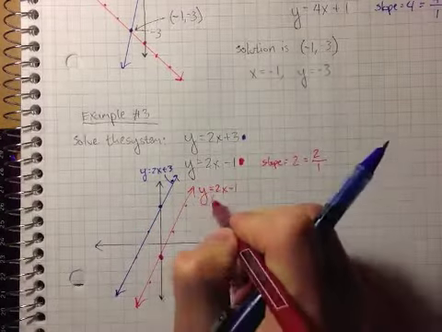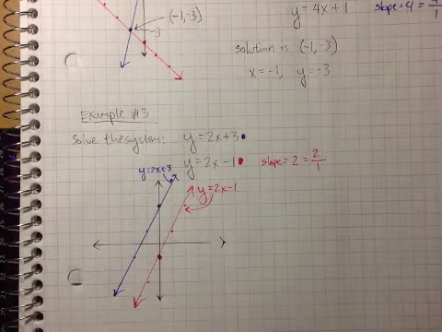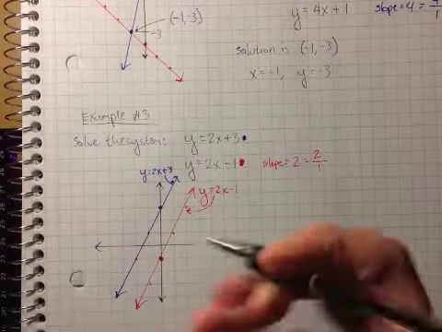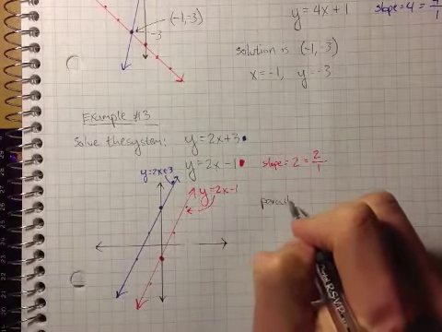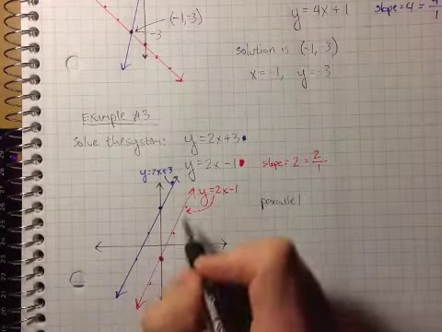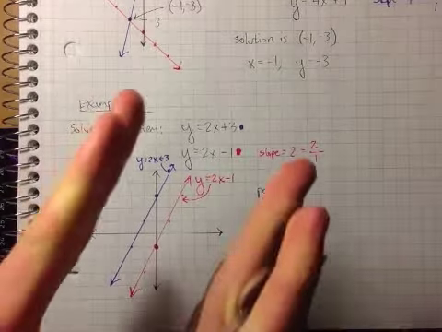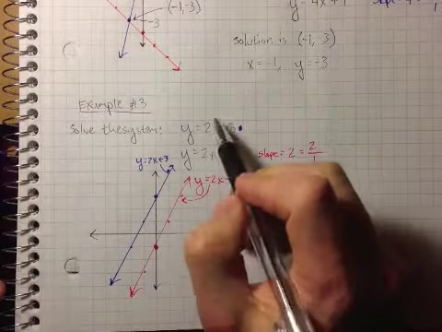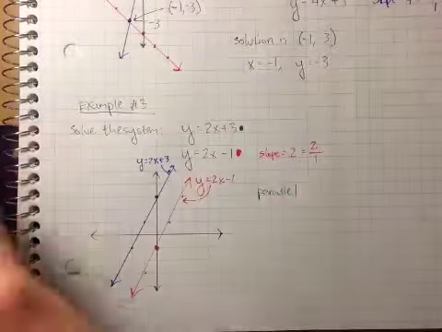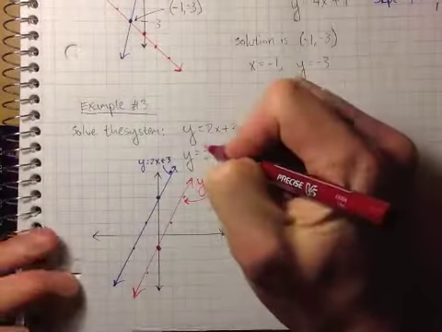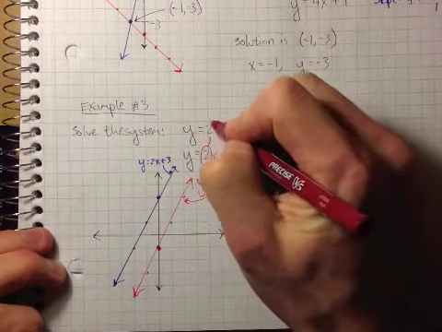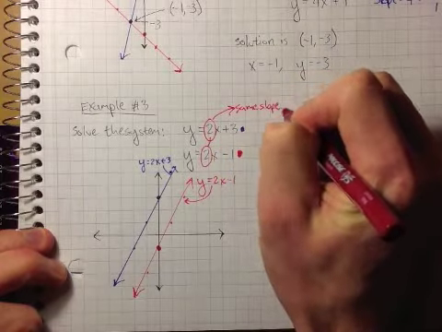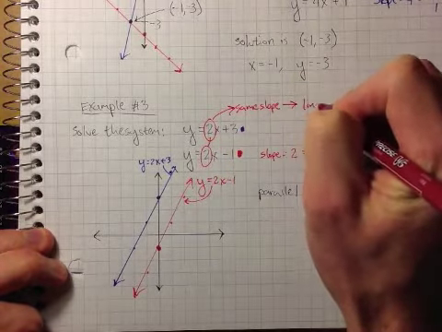Now, you might notice something. These two lines are parallel. We can see that graphically, that they run alongside each other. We could also have seen this from the equations themselves. You may recall that if two lines have the same slope, like in this case, same slope means that the lines are parallel.